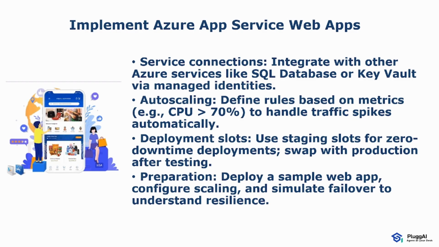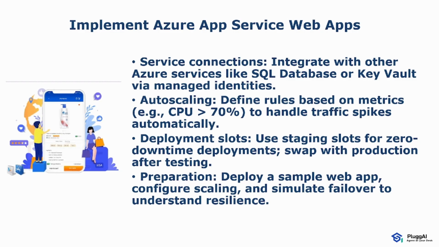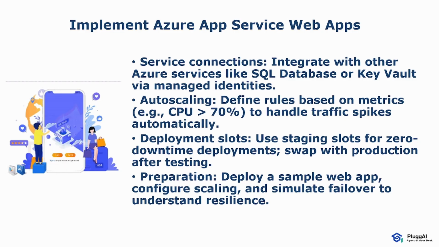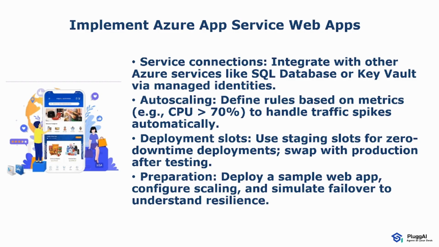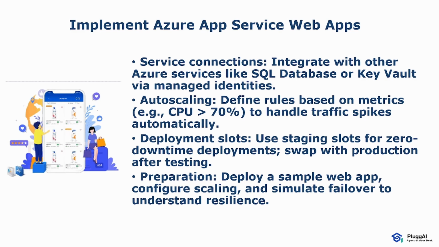You can also schedule scaling for predictable traffic, like more instances during business hours. Premium tiers give you more granularity. Think about it. Black Friday traffic spike, autoscaling saves you from crashes and overpaying.